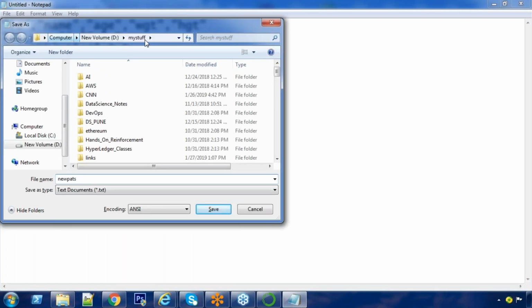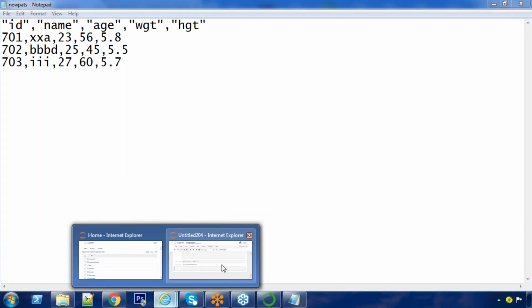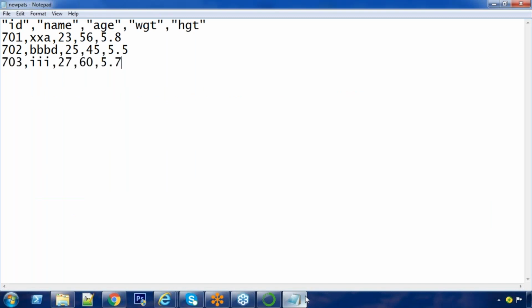Let's say the data is new pats. What data have you seen? Is this scaled or unscaled? Unscaled. But our model is based on what? Scaled. So before applying prediction, first you should transform into scaled. Okay, first I'm reading this data.